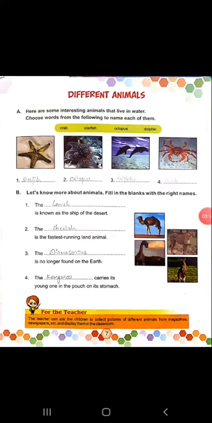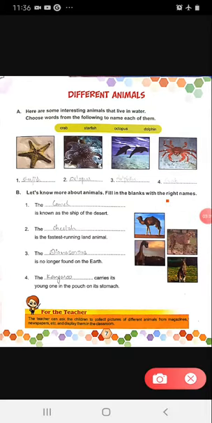Okay. Here are some different types of animals. First exercise: here are some interesting animals that live in water. Choose a word from the following to name each of them. These are the pictures of the animals. You have to find out the name of each picture with the help of the clue. The first one is starfish. Second one is octopus. And the third one is dolphin. And the last one, crab.